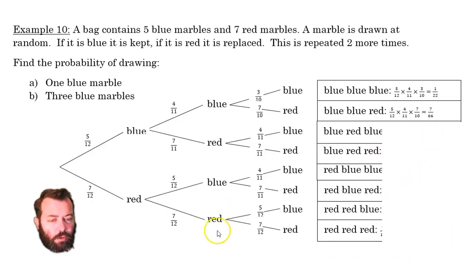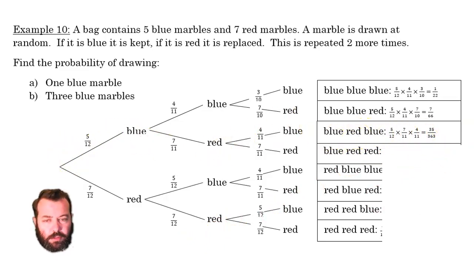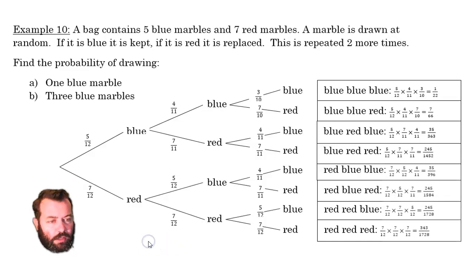And we continue that for each of these other outcomes. 5 and 12, 7, 11, 4, 11, 35 and 363, and so on. Now, if I add these 8 numbers together, each of those probabilities, they'll add up to 1, because all of these are mutually exclusive, and the union of these 8 spaces will be the universal set, and the probability of all of those together will be equal to 1.